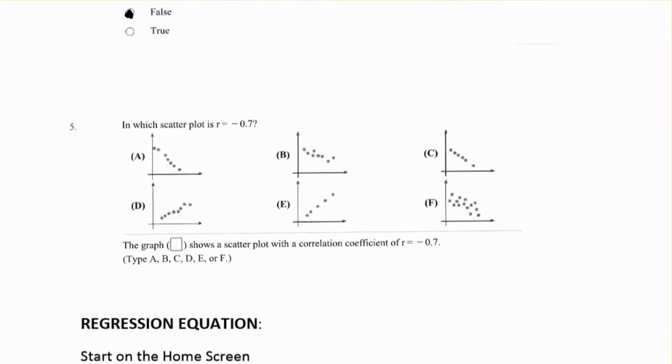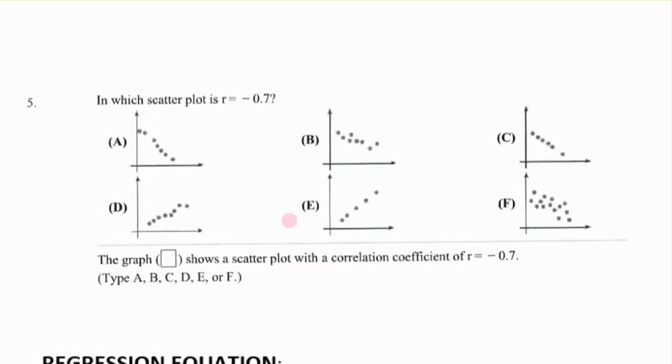All right, so our question number 5 says, which one of these scatter plots could the R be -0.7? All right, now negative means that it's falling. Well, it definitely cannot be that one, and it cannot be that one, and I don't think it could be C because that looks perfect. F looks too weak to be 0.7. This would be like a -0.3.